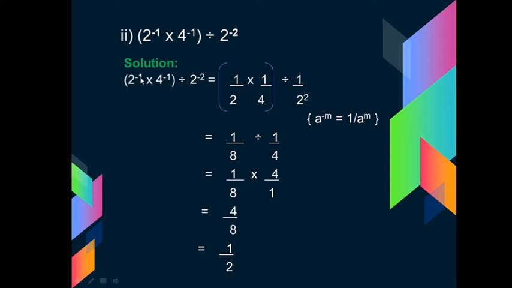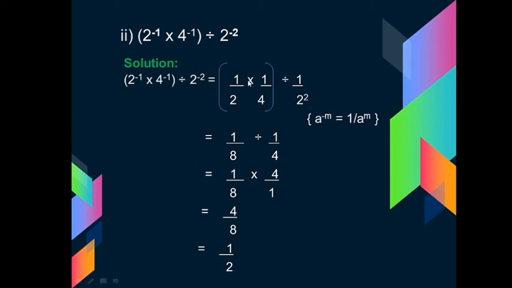So when we apply the law, it will become 1 upon 2 raised to the power 1. 2 raised to the power 1 is no need to write, so I have written here only 2. In the same way, 4 raised to the power minus 1 will become 1 upon 4, divided by 2 raised to the power minus 2. Here 2 is a and minus 2 is minus m, which can be written as 1 upon 2 raised to the power 2. So here the negative exponent becomes positive by using this law.